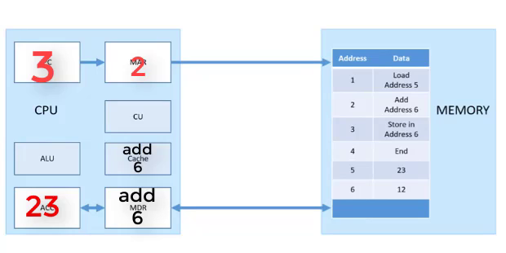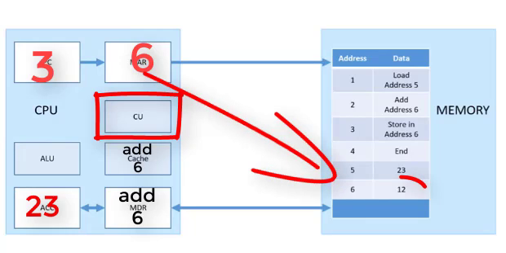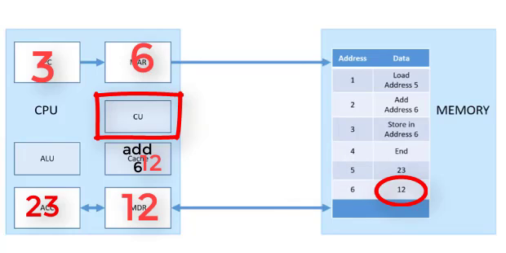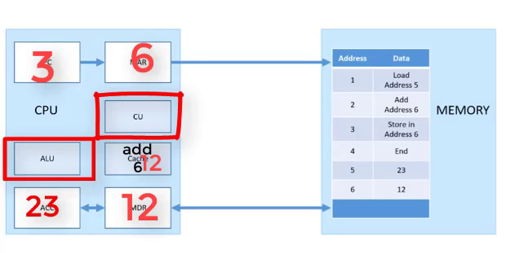So now we need to add what is in address 6. The control unit is then going to pass address 6 to the memory address register, go and fetch what is in address 6, which is the number 12, and that's going to come down into our MDR and into our cache. So we're going to add 12 to 23. The arithmetic logic unit performs the calculation, so we're going to get 35, and the result is stored in the accumulator.